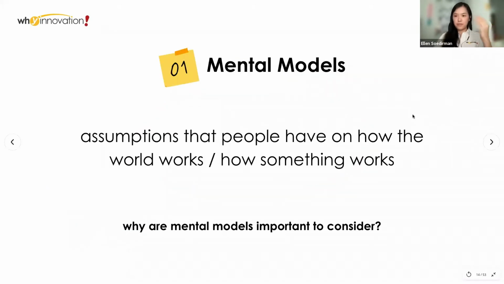Okay, number one, let's talk about mental models. So what are mental models? Mental models are assumptions that people have on how the world works or how something should work. Usually when people see something, they already have expectations of how it should naturally work, and it's usually based on their experiences, how they grew up, where they grew up, who they grew up with. So it's an accumulation of whatever happens to you in the past, your experiences, your surroundings, that all accumulates into what they call your mental models.